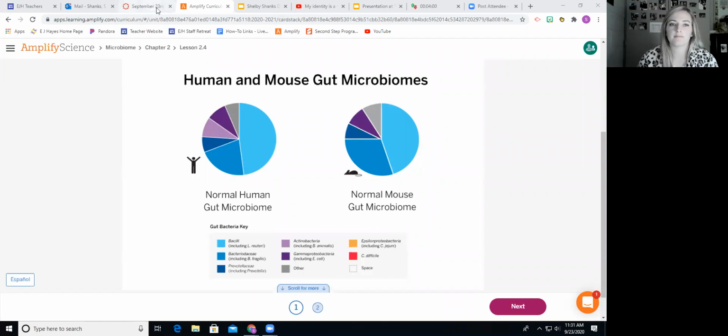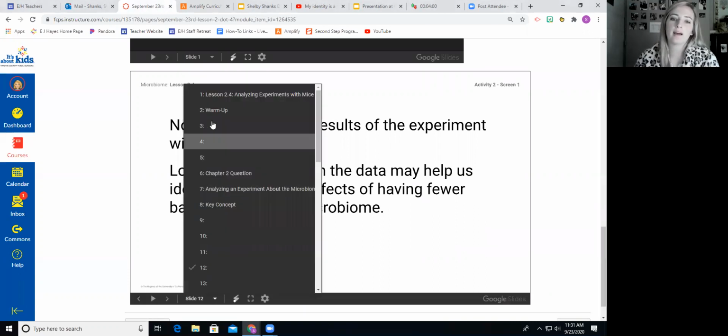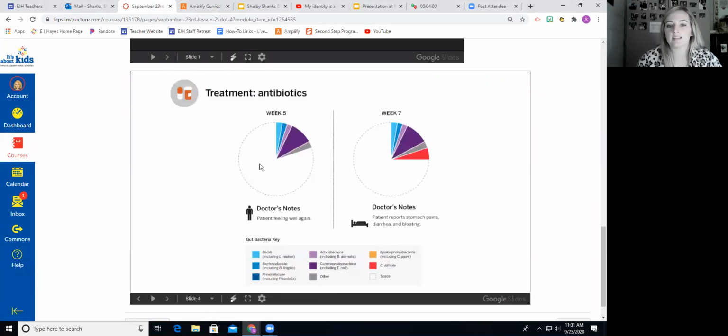All right. So now we're going to look at the results of an experiment with mice. We're going to look for some patterns in the data that may help us identify causes and effects of having fewer bacteria in the gut microbiome. I'm going to go back to our warm-up. We looked at week 5 and them not having a lot of space in here. What did we say could possibly happen if they do have a lot of space and all of this is not filled up with bacteria?